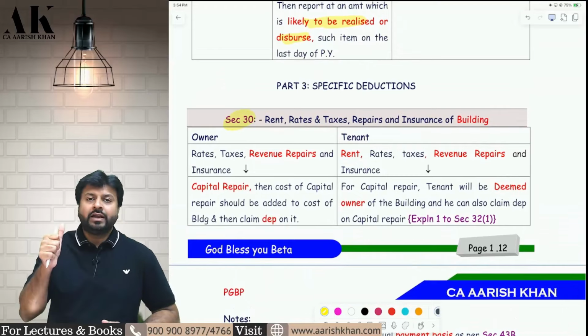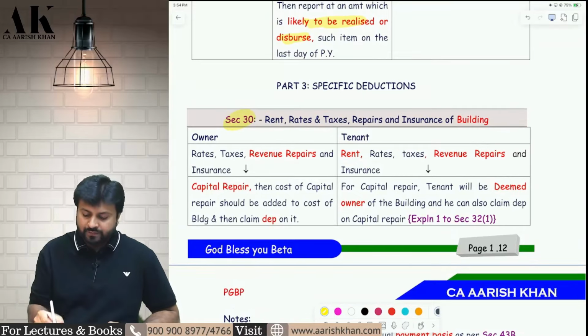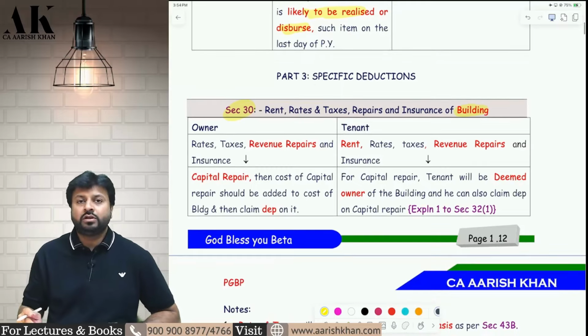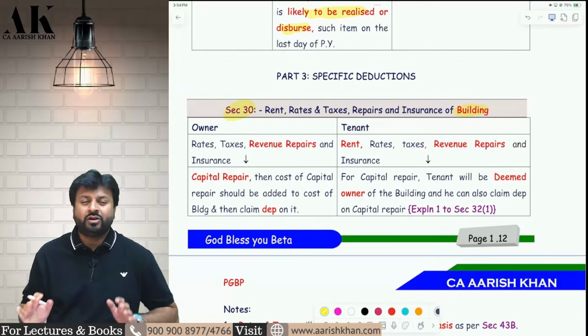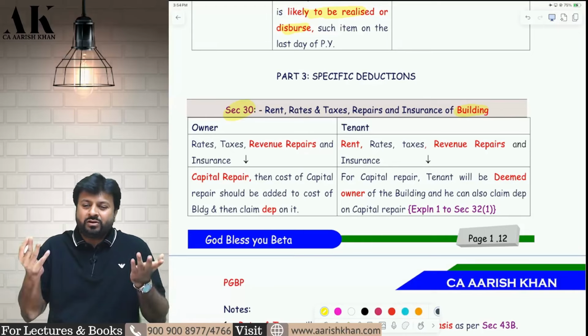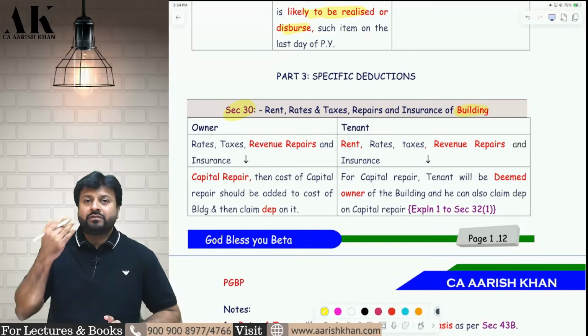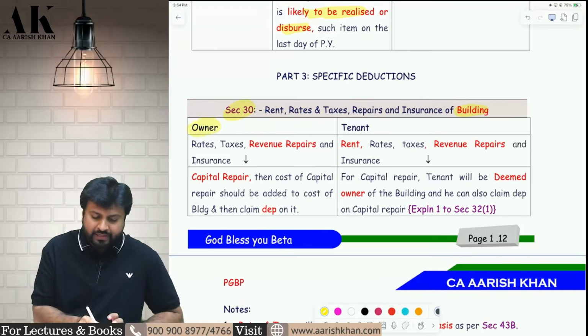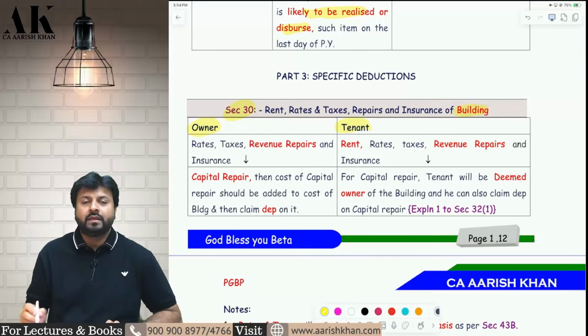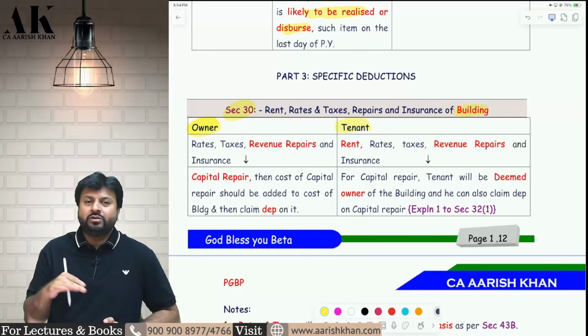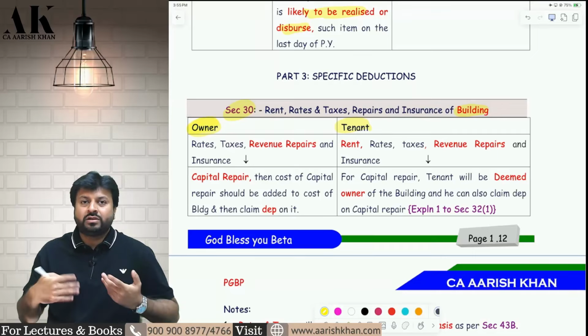Section 30 talks about rent, rates and taxes, repairs and insurance of building. Now here you need to see whether you are using the building for business and profession or not. If you are not using the building for business and profession, then don't come here. And in that you also have to further ask yourself, is the building owned by you or are you a tenant in the building. If the building is owned by you, then you cannot get the deduction of rent, obviously, because you are the owner of the building.